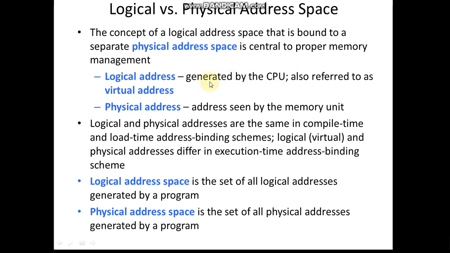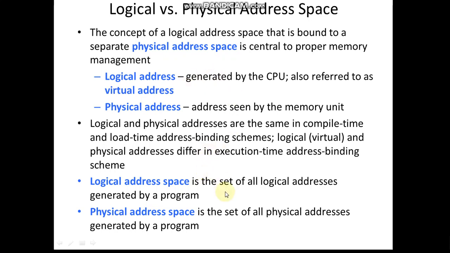A logical address is the one generated by the CPU. It is also called a virtual address. It is not really available on the main memory. A physical address is the actual address seen by the memory unit. Logical and physical addresses are the same in compile time, they are not changing, whereas in load time address binding schemes they differ, and in the execution time address binding scheme they are also different.